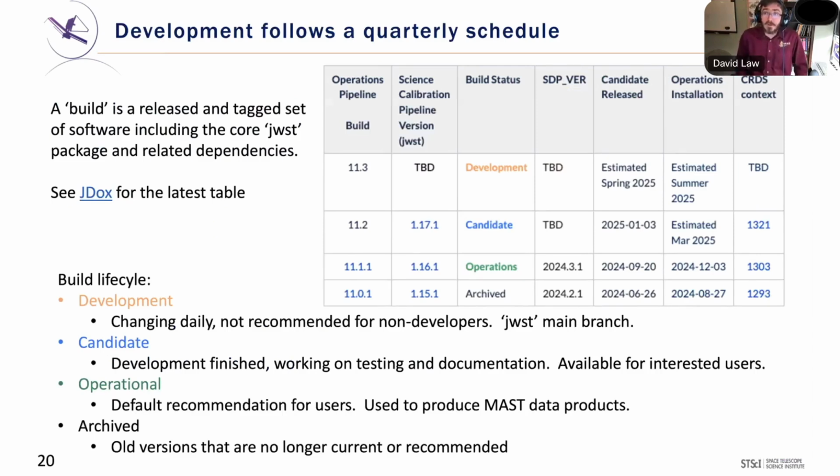In terms of the development that we've been doing on the pipeline, generally we follow a quarterly development schedule, meaning that we put out new pipeline versions about 4 times a year or so.